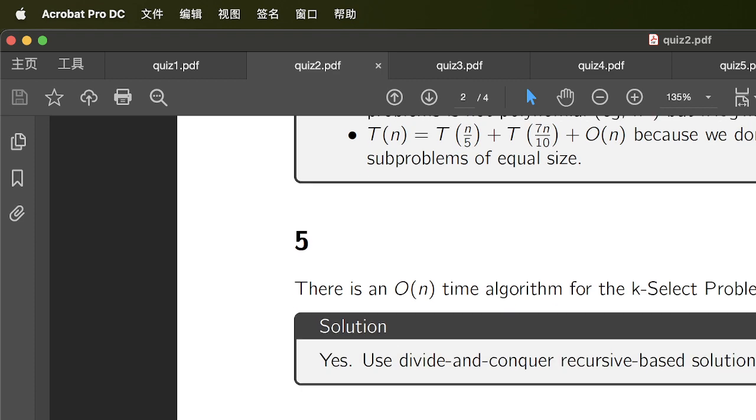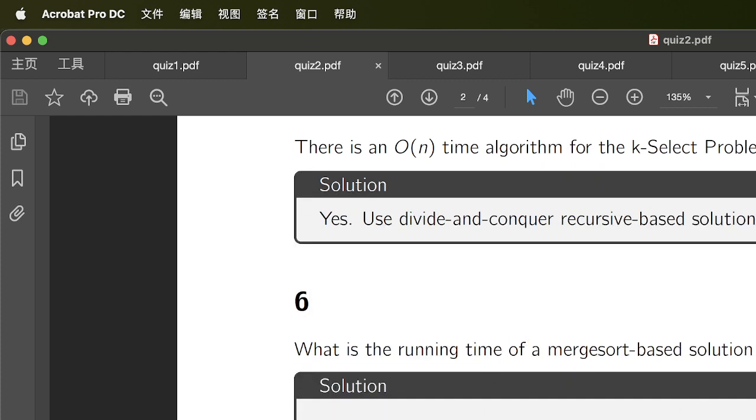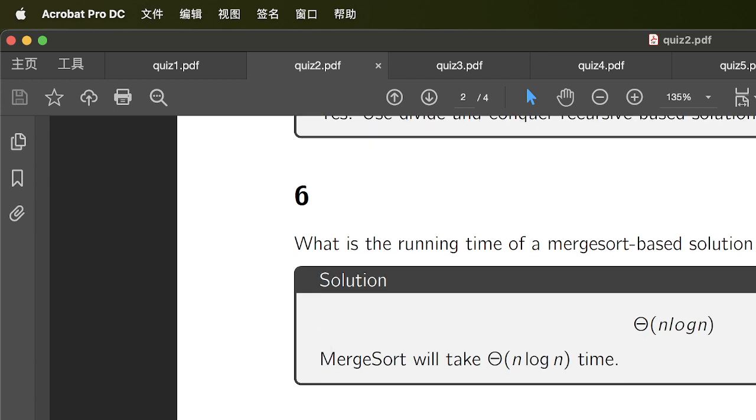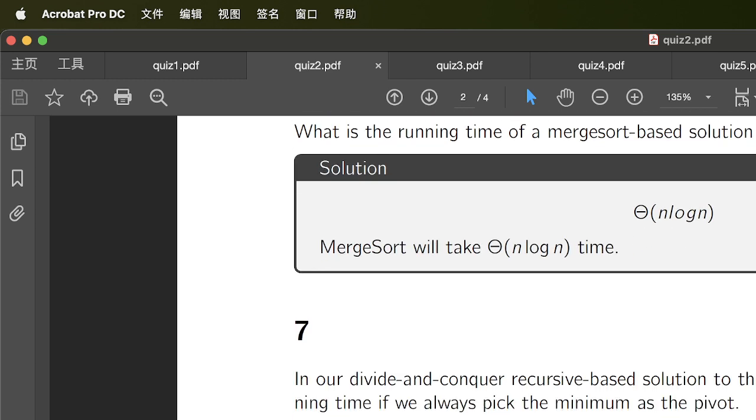Okay, number 6. What is the running time of a merge sort based solution to the k-select problem? So the merge sort based solution is theta of n log n. Yeah, just what merge sort does.